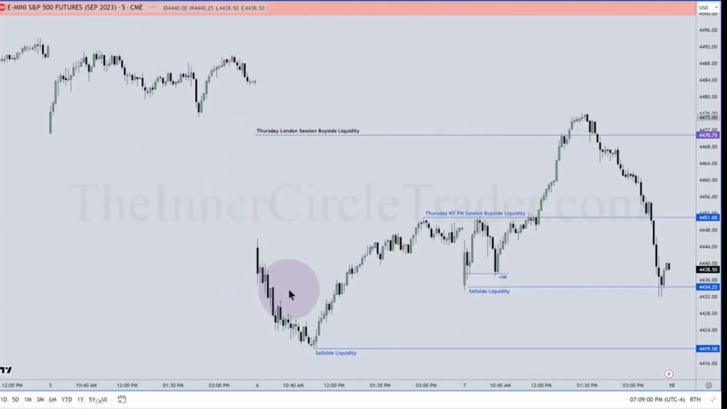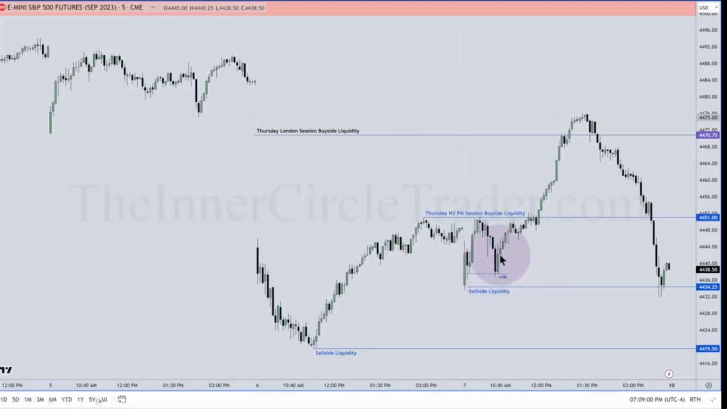I'll talk about something else. I'll come back to that in a minute. But here's the Thursday London session buy side liquidity. It rallies up into that and then trades up into that low here, and then starts to break lower and aggressively moves towards the relative equal lows down here.